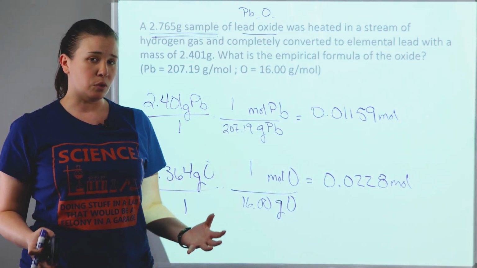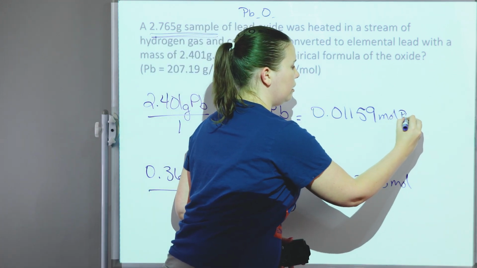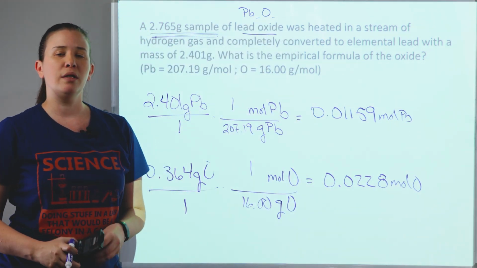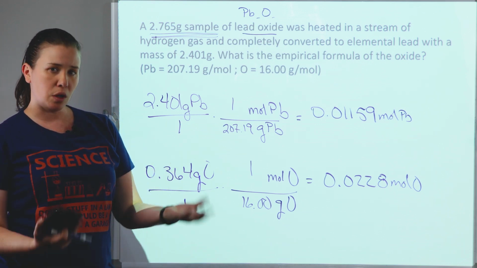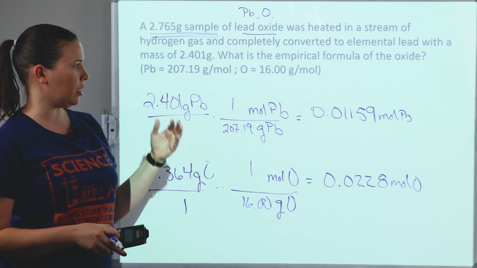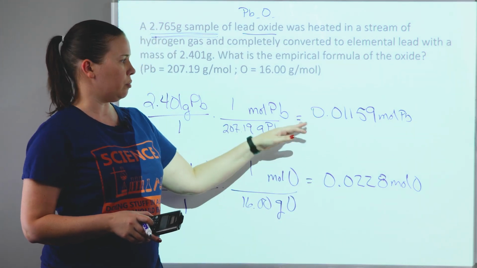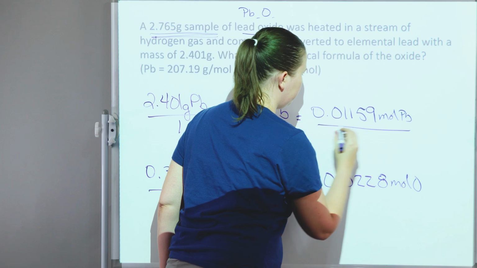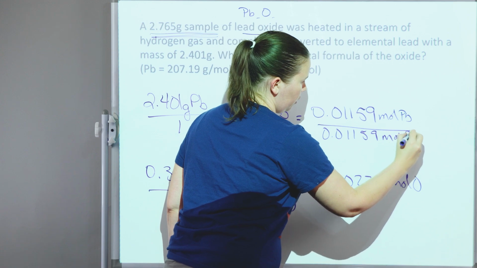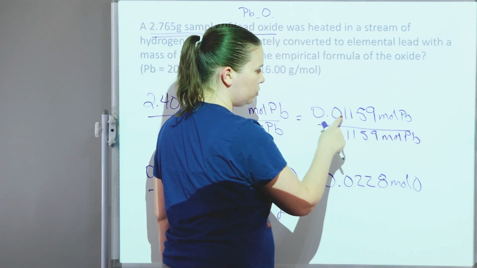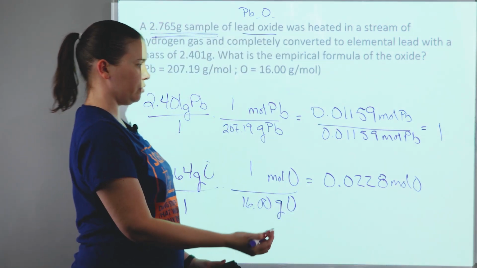But now that I'm in moles, now I can make a mole ratio, comparing my moles of lead to my moles of oxygen. Whenever you make a mole ratio, you always want to divide by the smallest. We ideally want whole number mole ratios. So we want to look at big number divided by small number. So I've got 0.01 compared to 0.02. The 0.01 would be the smaller number, so I'm going to divide by my lead moles. Now, is it any surprise that moles of lead compared to moles of lead would be a 1-to-1 ratio? Of course, you're going to get that for one of them, whatever the smallest one is.